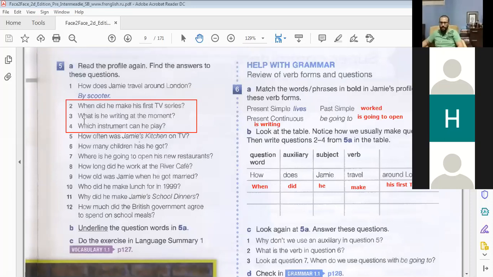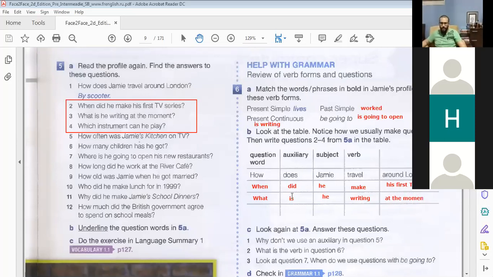All right, now, question number 3. What's the question word here? What. What is he writing at the moment? The auxiliary is, and he is the subject. Writing is the verb. All right. So I think this one is clear. Yes, present continuous. So this question is a present continuous question. What is he writing at the moment?